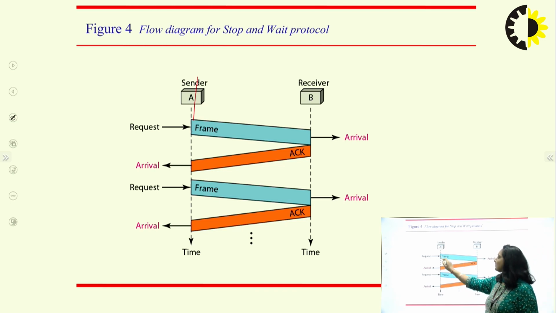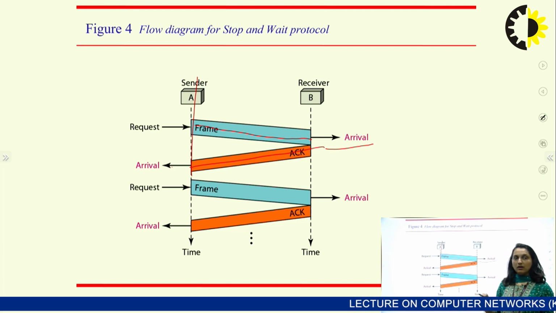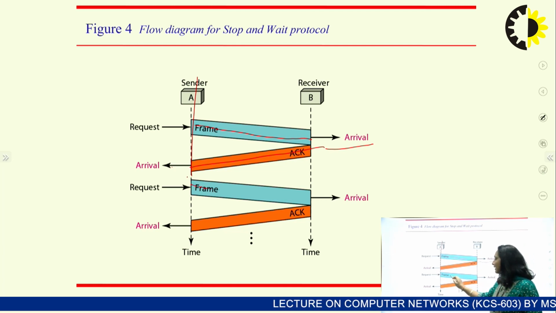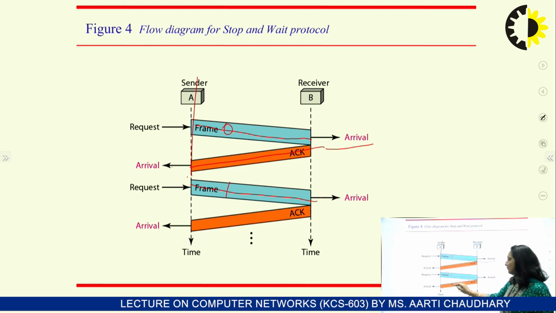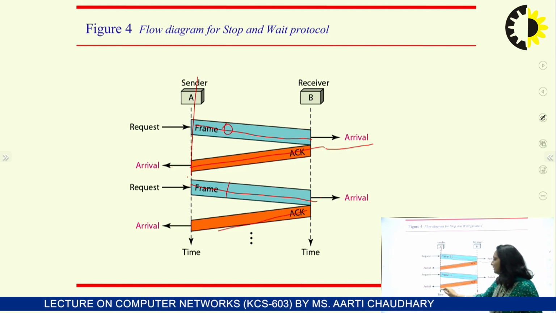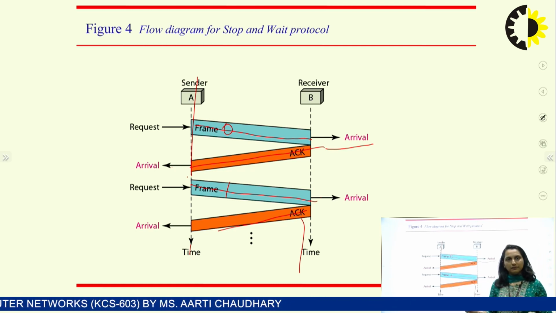At the sender side the frame arrives, and then the receiver sends the acknowledgement of it. On arrival of that, the sender sends the next frame, the second frame. For example, the first frame is frame 0, and it is sent and the acknowledgement is received.